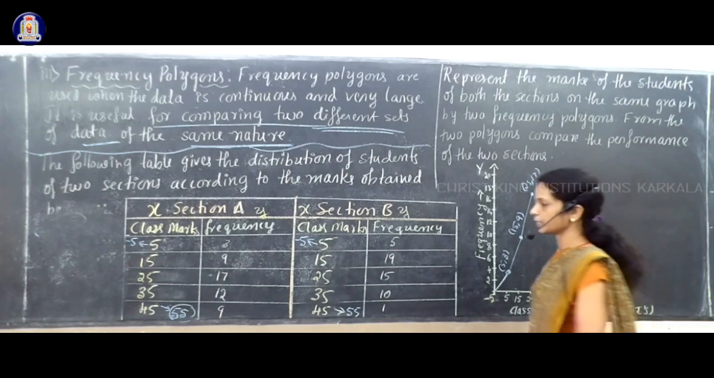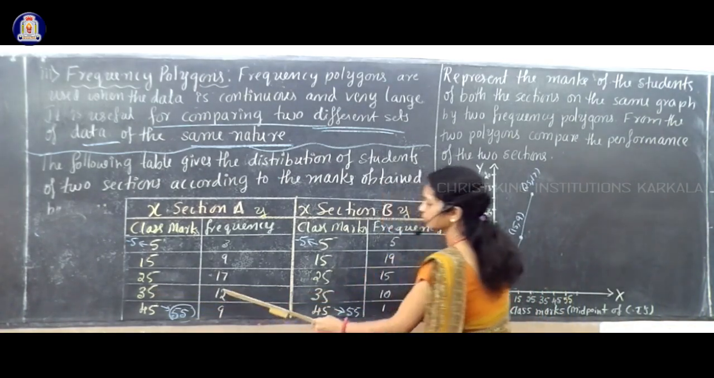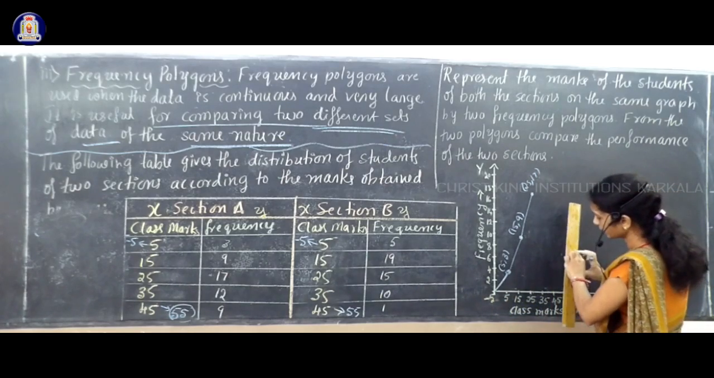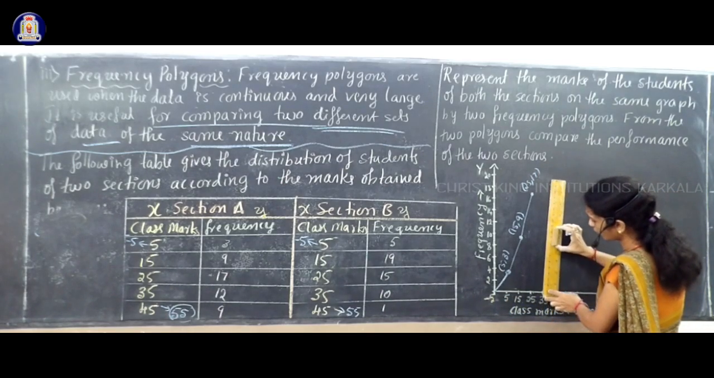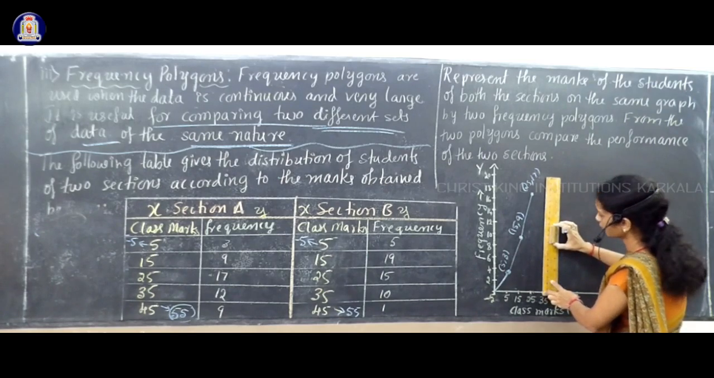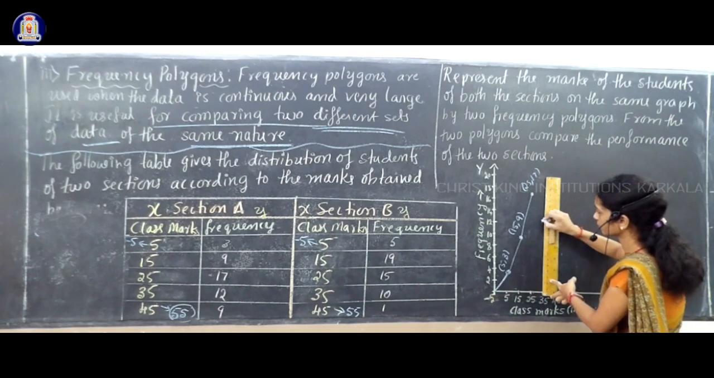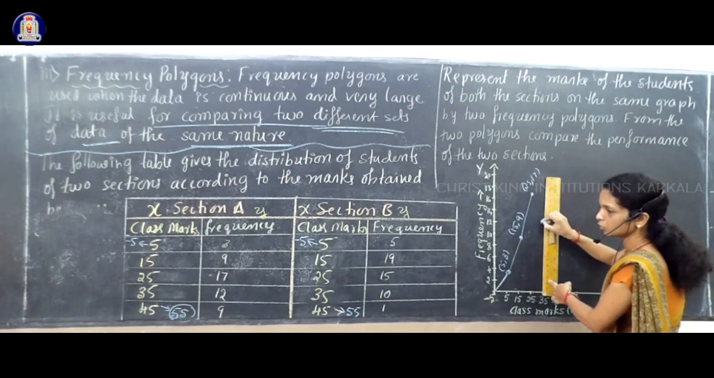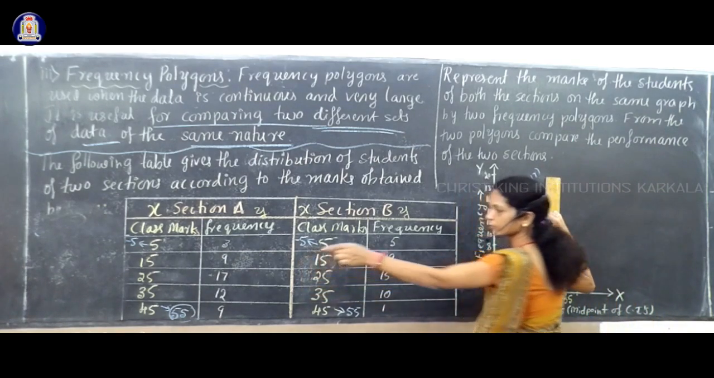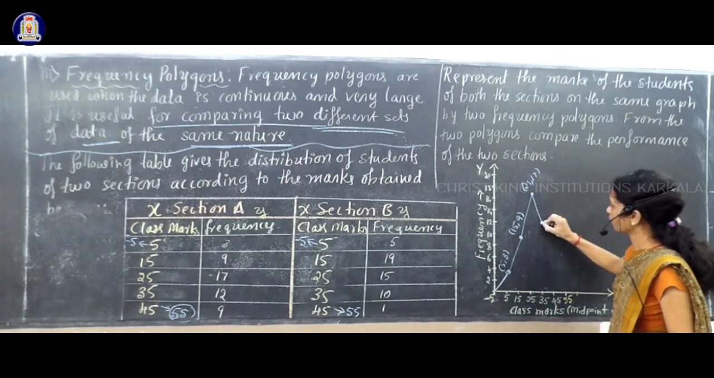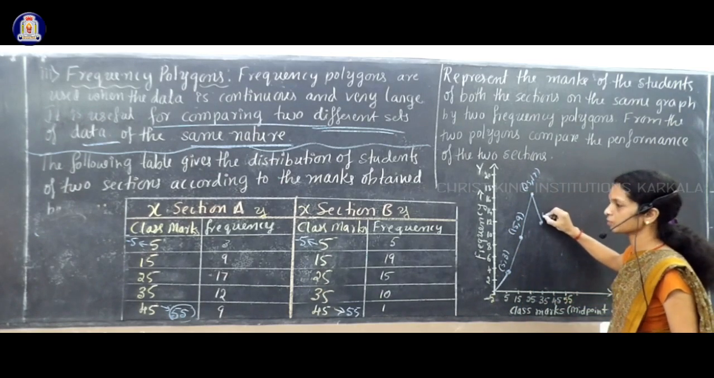And the next point is 35, with frequency 12. You keep your scale at 35, and you have to move up to 12. At 35 you have a vertical line in your graph sheet, and on that vertical line you have to move up to 12, because the frequency is 12 for 35. And join that with the previous point. And this is a point.